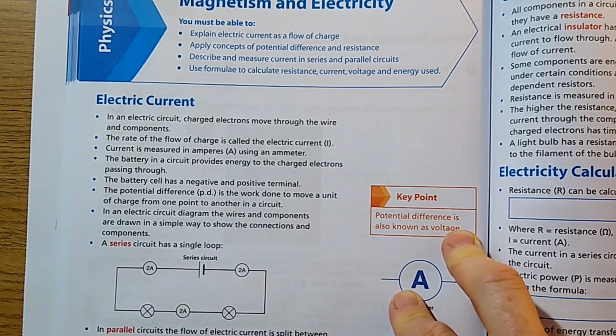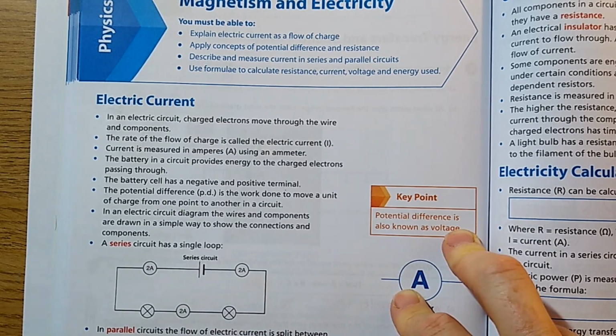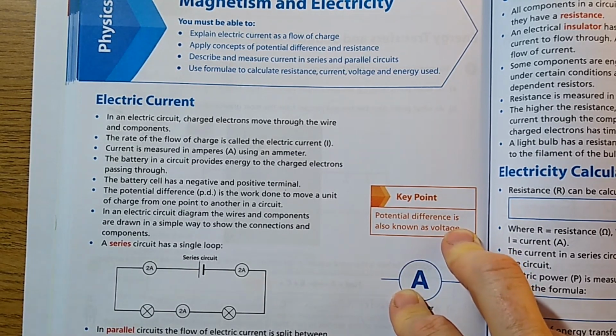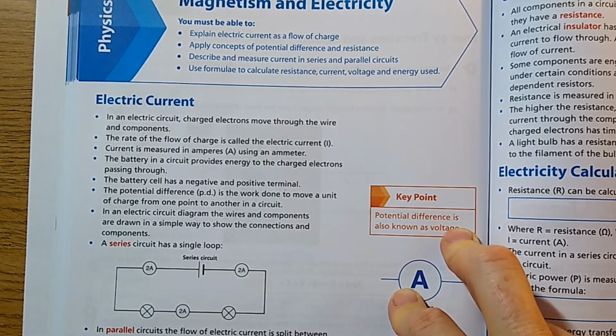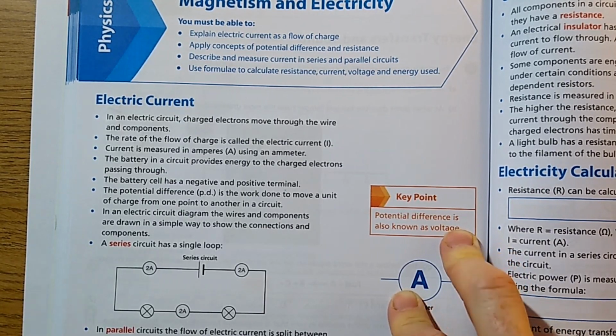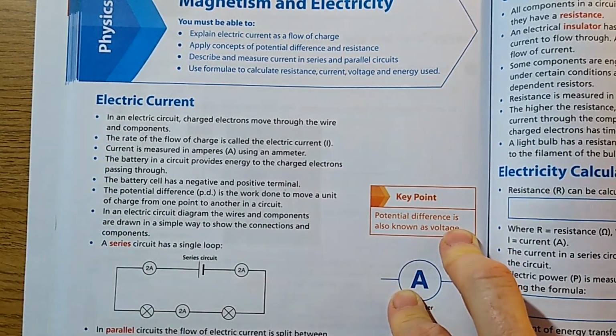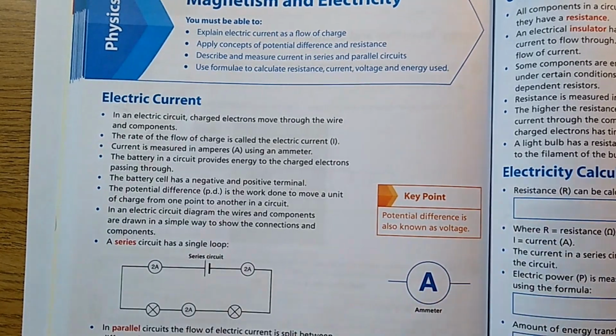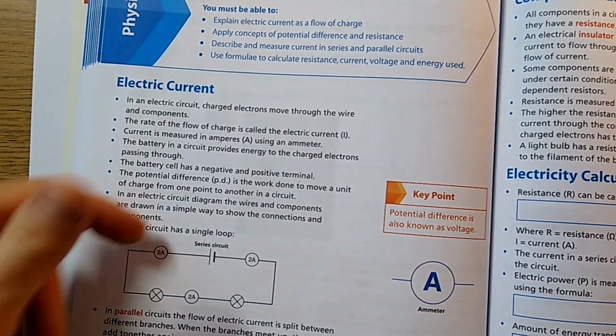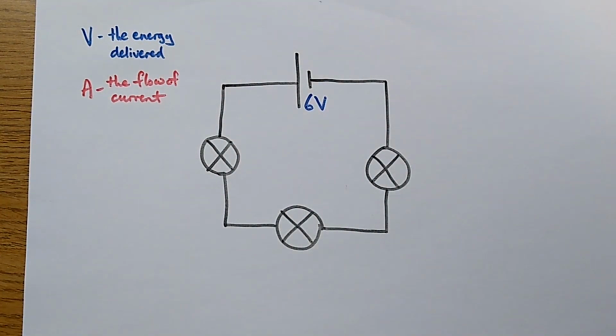And what the particles do is they move, and that's what we call current. And how much energy each one of them transfers, we call potential difference, or we call voltage, either or. Okay, and this is sort of summarized in this little section here. Now what I want to do is, rather than look at these, I want to show you a circuit that I've already drawn and go through this with you.